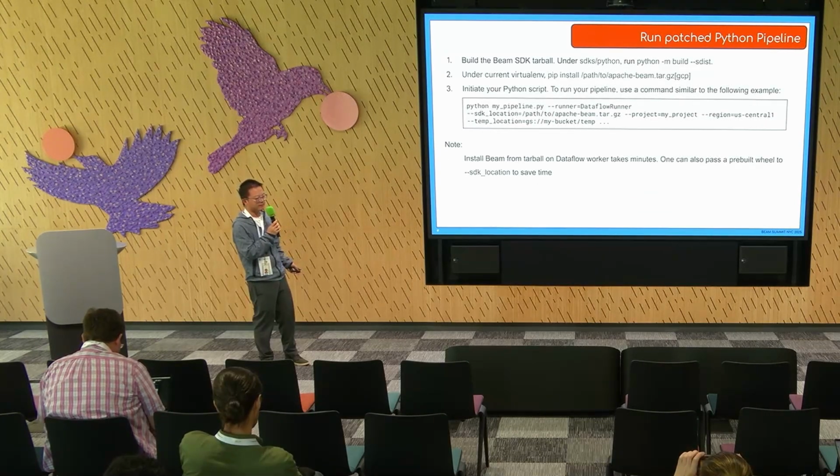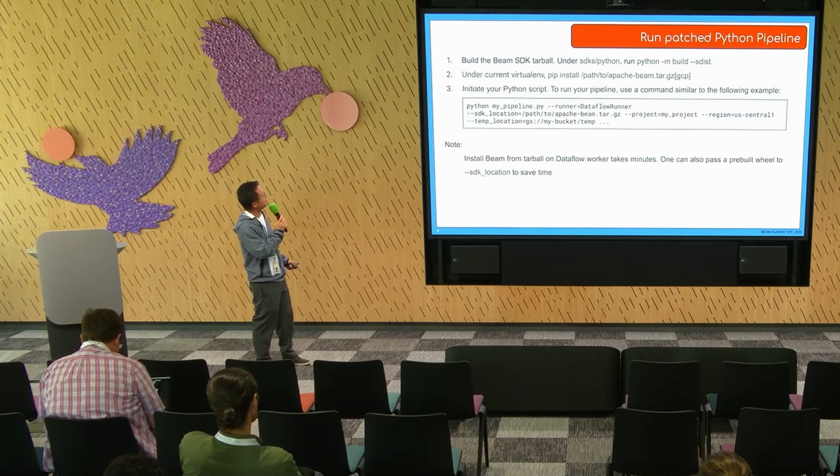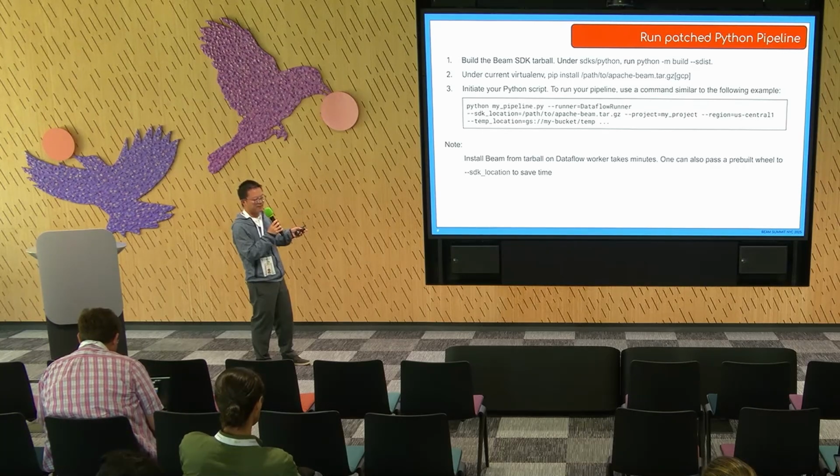For Python, it's very similar. You also build a Beam SDK tarball, and you can stage it. You can just run a single Python command, and it will install that tarball under your current virtual environment, and then you submit the pipeline to Dataflow. One more thing you need to do is explicitly set the SDK location to the tarball you just built, and it should then run on your patched Beam code.